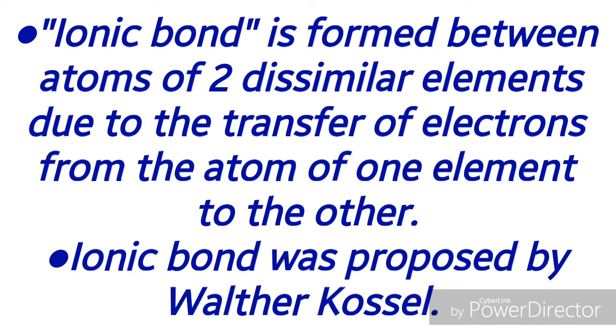Let us learn about ionic bond. Ionic bond is formed between atoms of two dissimilar elements due to the transfer of electrons from the atom of one element to the other. Ionic bond was proposed by Walther Kossel.